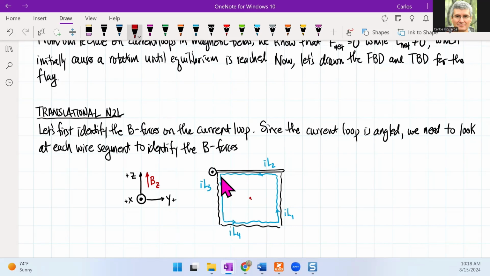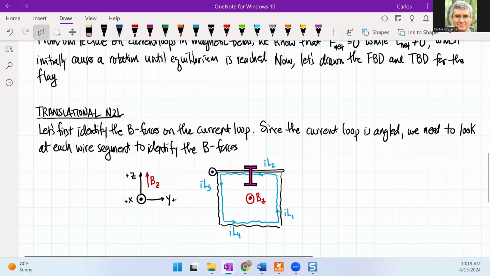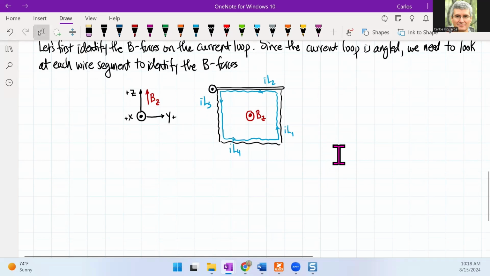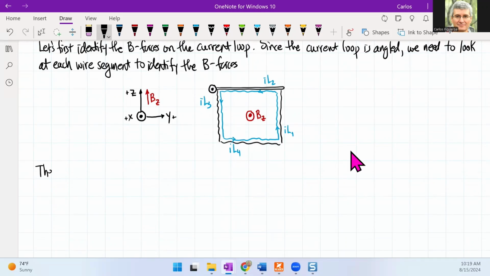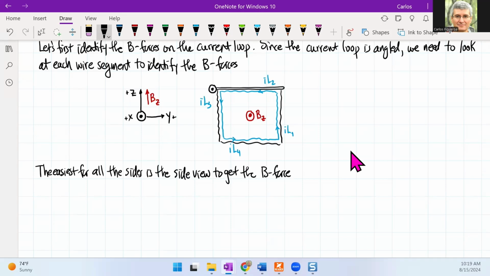And once again, we have a magnetic field that's coming through this, but this is deceiving because we don't see the angle of the magnetic field. That's where we have to start with the angled version of the field. So the easiest for all the sides is the side view to get the magnetic force directions.